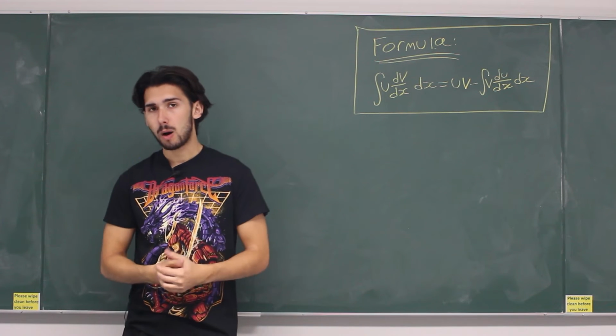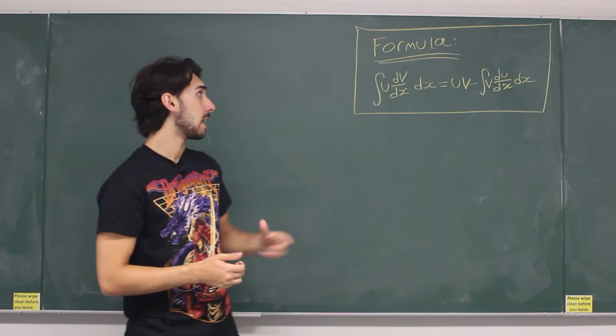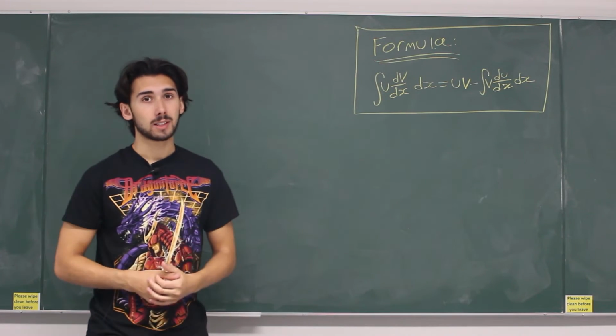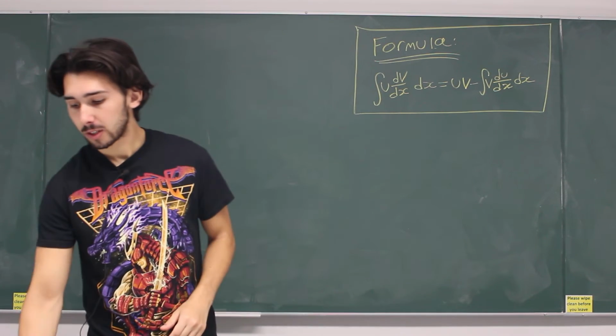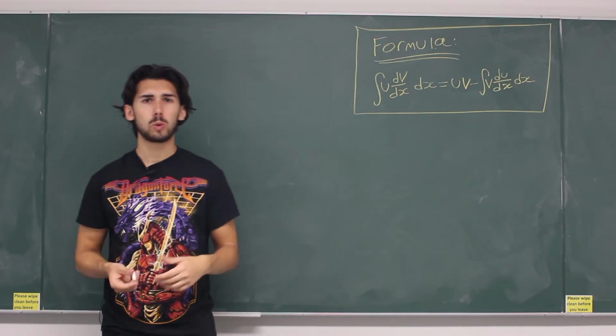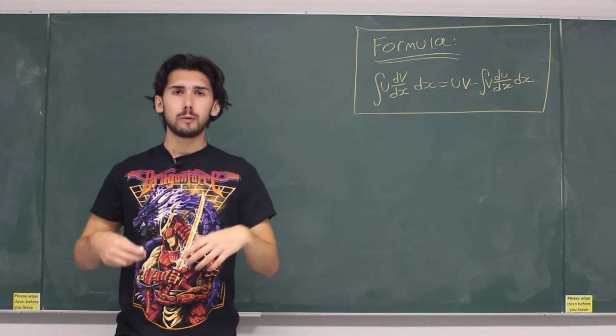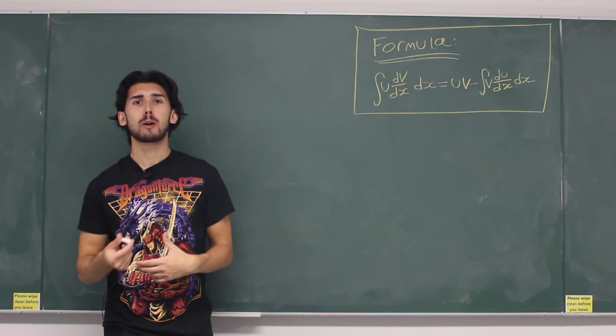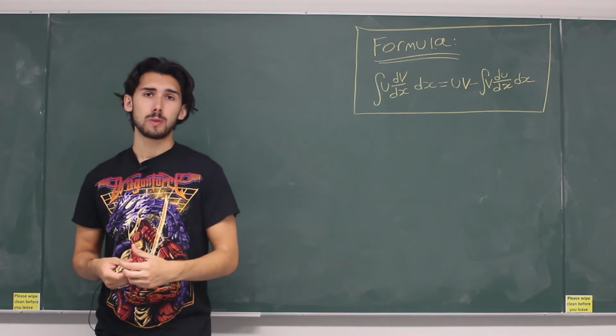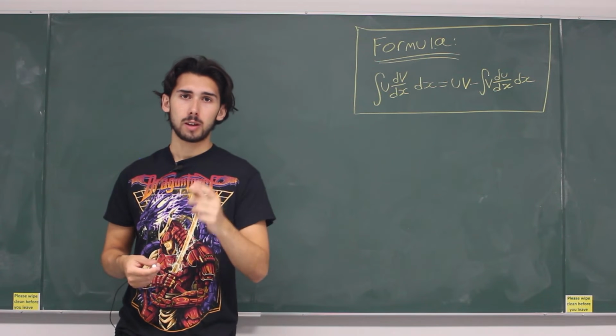But when you do integration by parts, it does matter what you label u and what you label dv/dx. There is a nice little acronym for determining the order of priority of what you should let u be equal to. So I'm going to write it down, and I'll see you in a second.